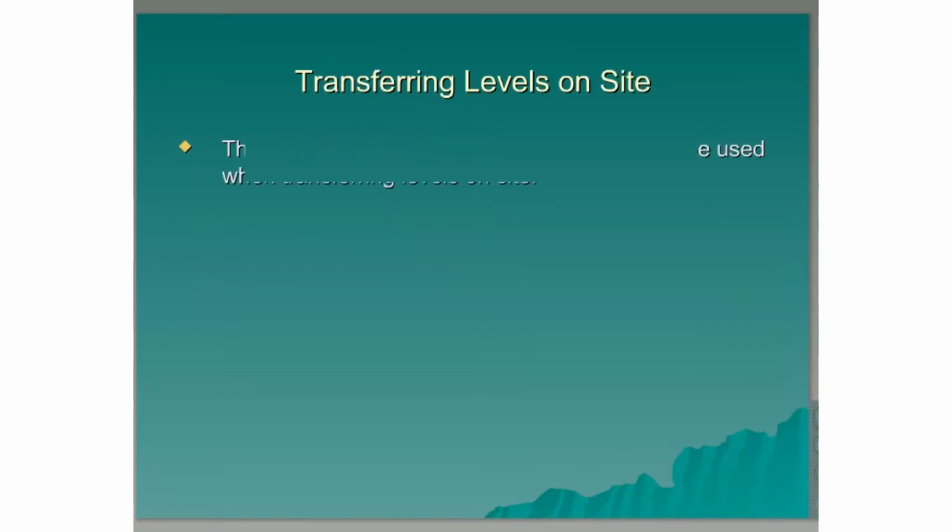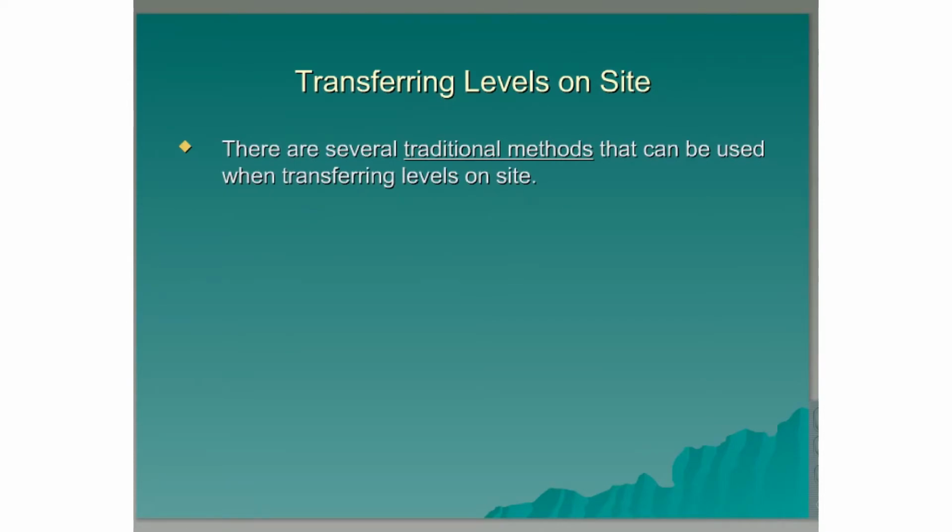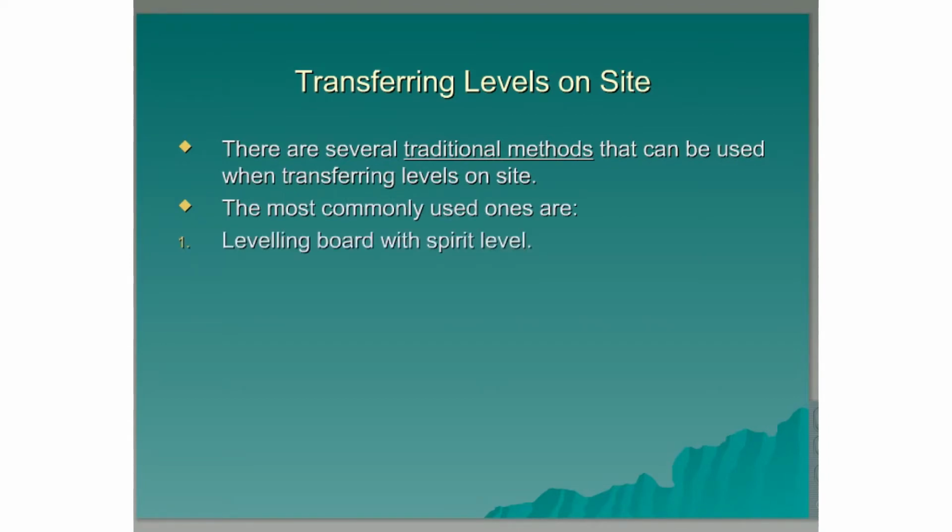Transferring levels on site. There are several traditional methods that could be used when transferring levels on site. The 3 most commonly used ones are a levelling board with a spirit level, or a straight edge with a spirit level on top of it. Boning rods, which are used for excavating trenches, as well as transferring levels over long distances. And water levels, which are the most accurate method of transferring a level. Laser levels are also used on occasion.